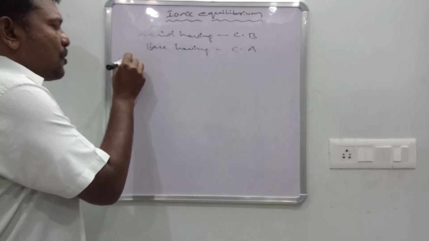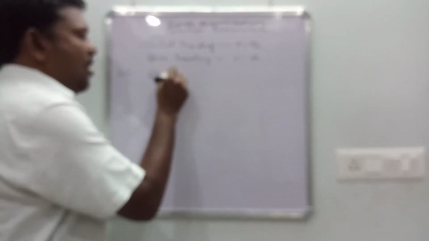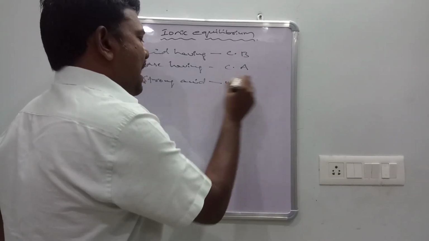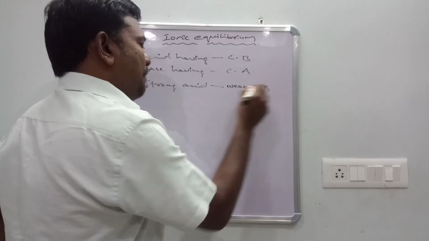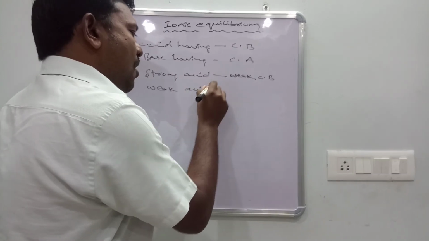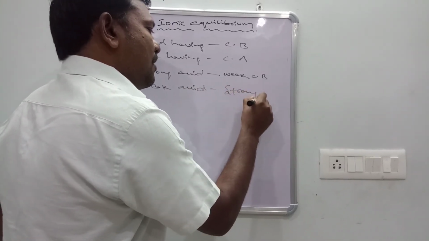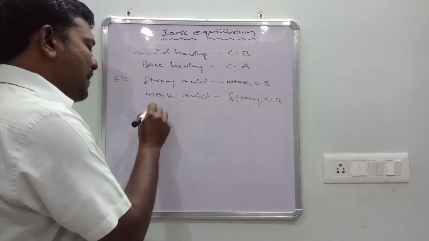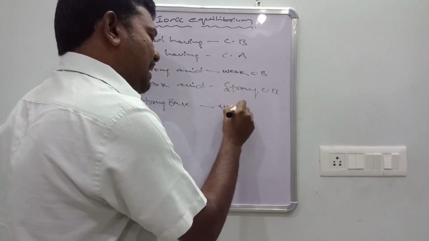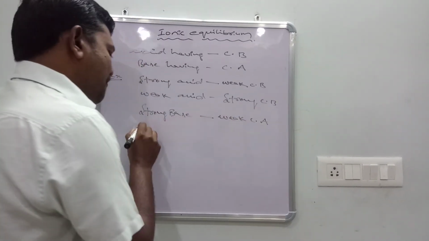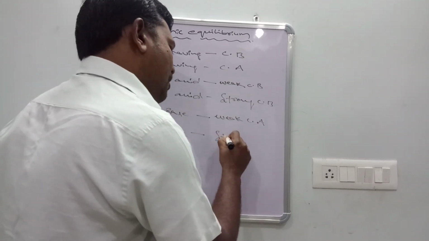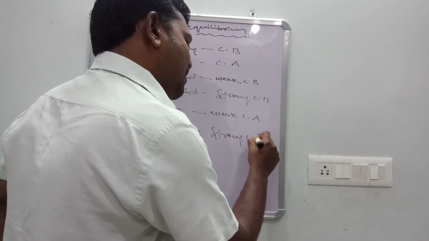One more point: a strong acid has a weak conjugate base. A weak acid has a strong conjugate base. A strong base has a weak conjugate acid. A weak base has a strong conjugate acid.